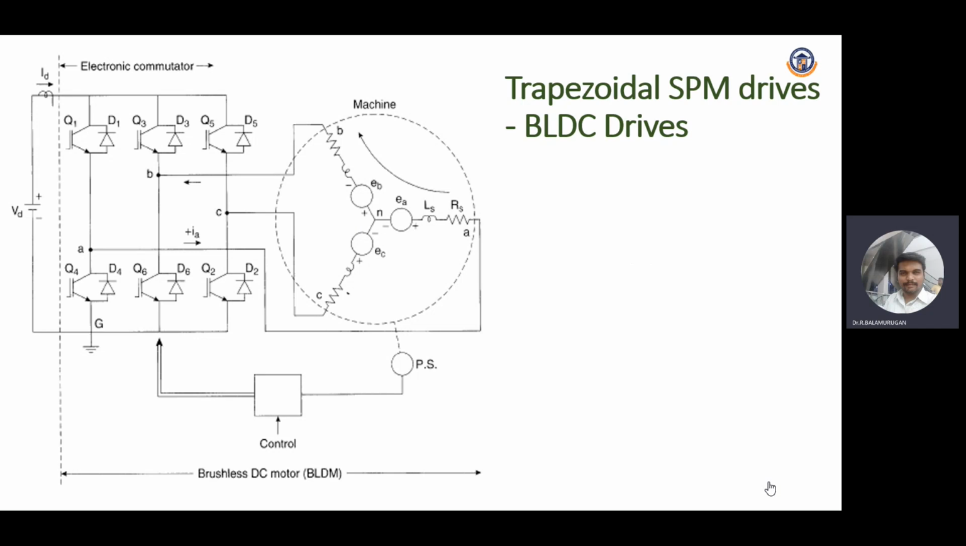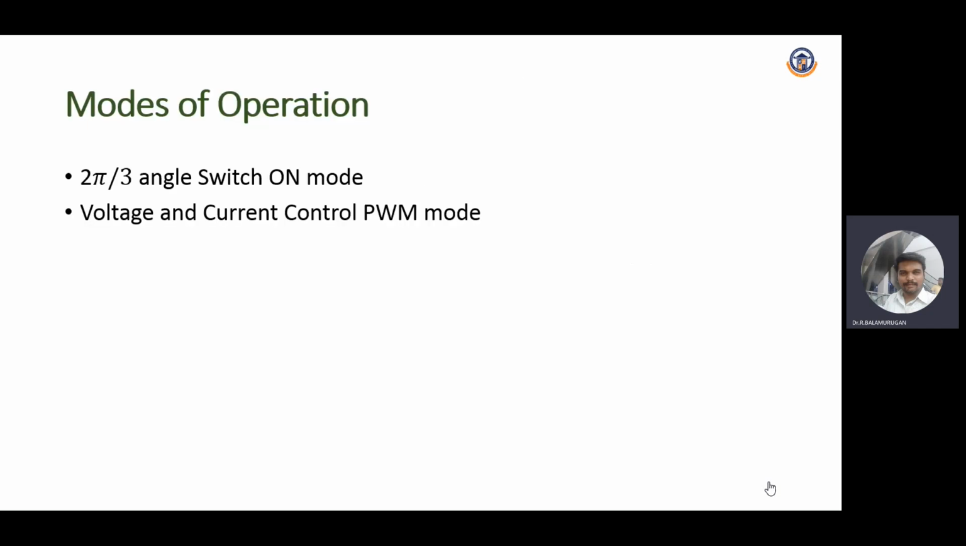The speed feedback is given to the control block. The control block will generate the control signals to the appropriate switches, and the switches will be controlled according to that. So in order to sequence the switch conduction, there are two modes of operation. Let's see the modes of operation. These are the two modes of operation: the 2 pi by 3 angle switch-on mode, and the voltage and current control PWM mode.